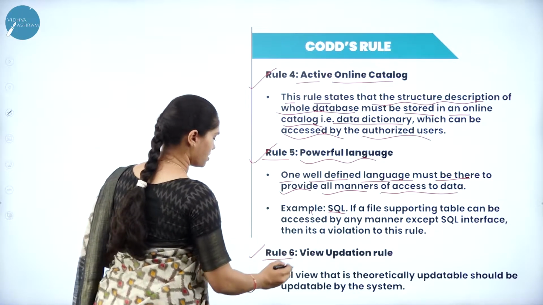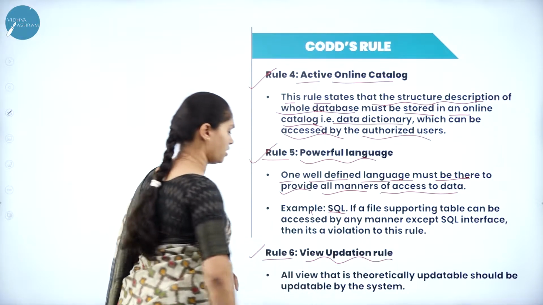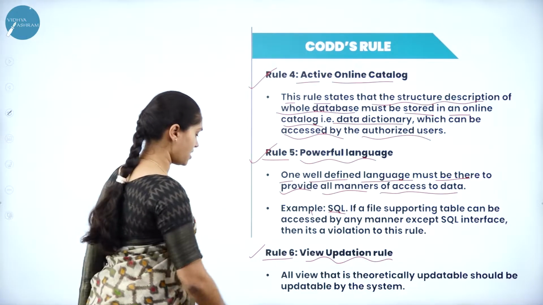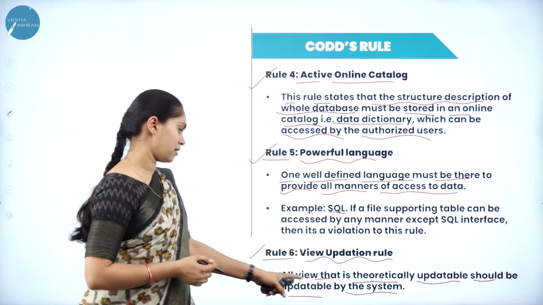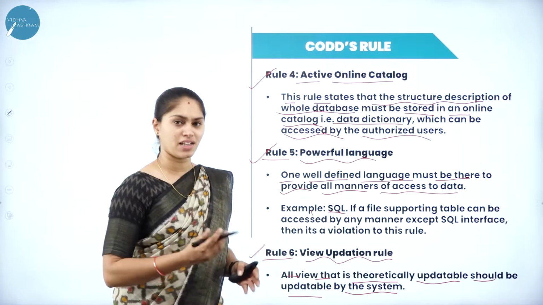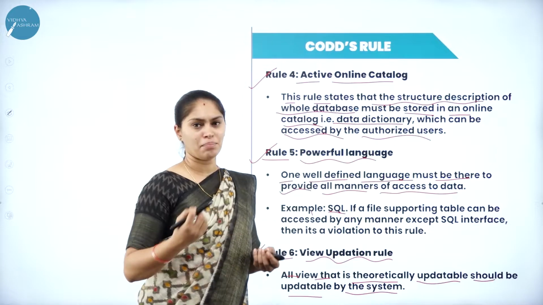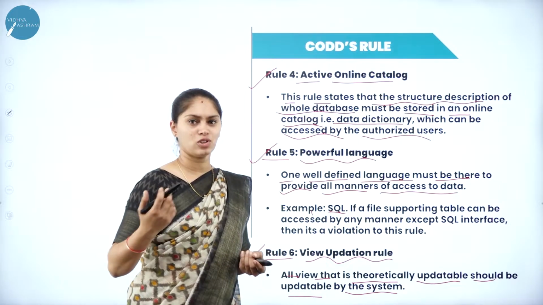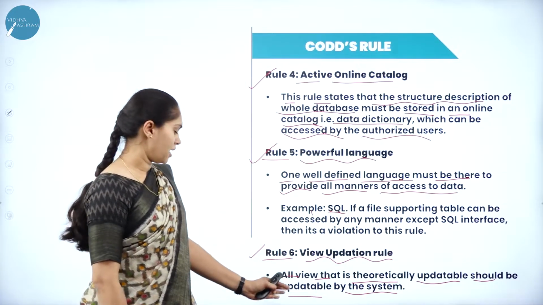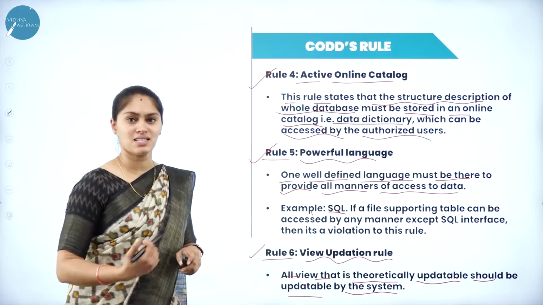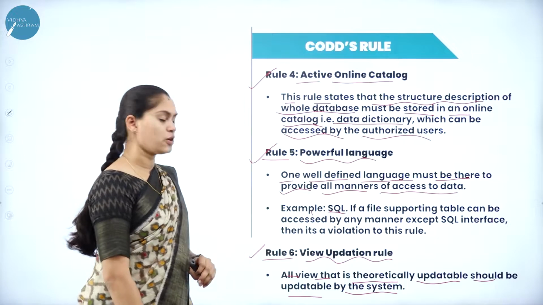We'll see about rule 6 now, the view updation rule. What does rule 6 say? All the views that are theoretically updatable should be updatable by the system. If it is applicable in theory to be updatable, then it must be updatable with respect to the system also. That is rule 6.